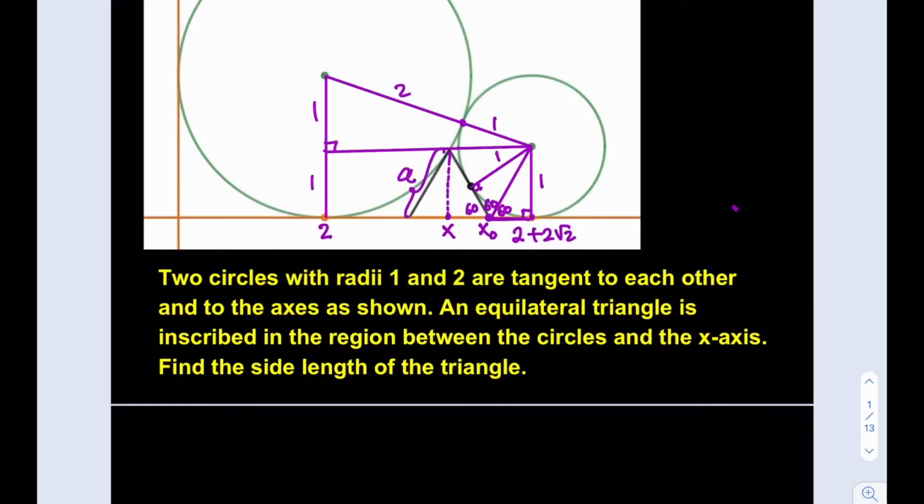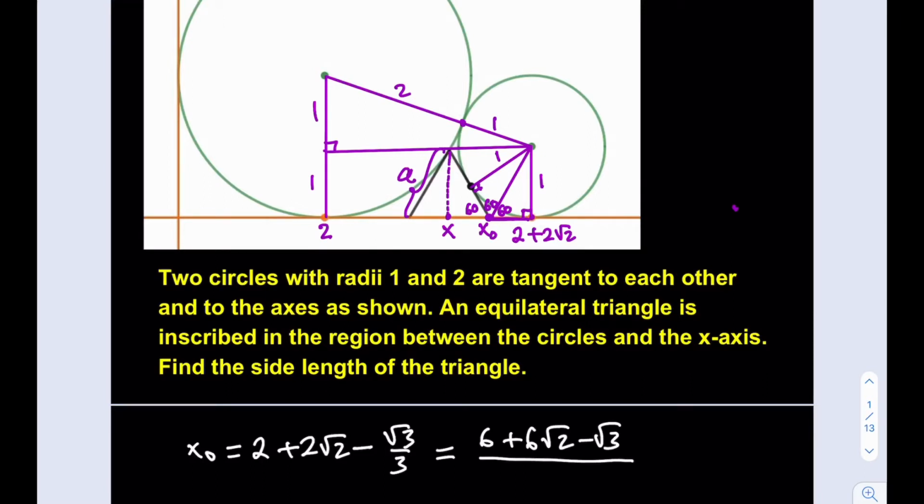So x0 is going to be 2 plus root 2 root 2 minus root 3 over 3 because we just have to back up that much, right? Okay, awesome. Let's make a common denominator here, make it nicer. It's going to be 6 plus 6 root 2 minus root 3 all over 3. Okay? All right, that's going to be my x0 value, which I'm going to need because my goal is now to be able to write the equation of this line here.